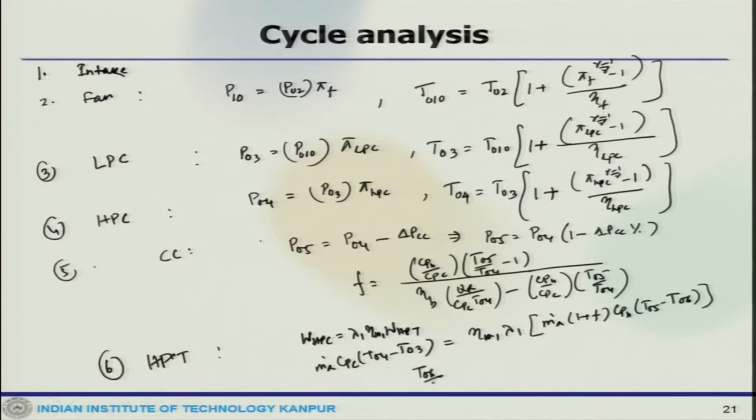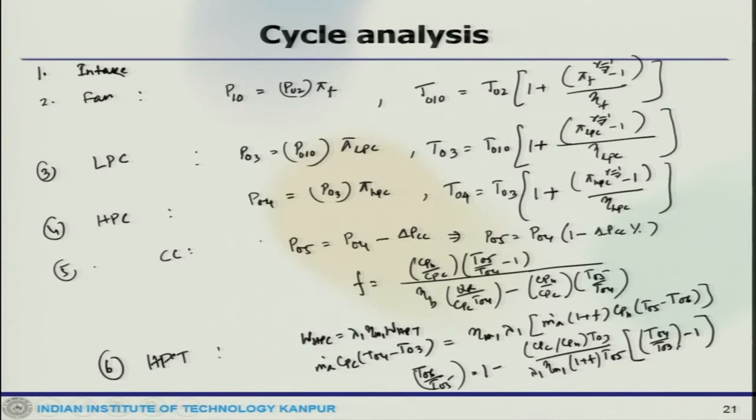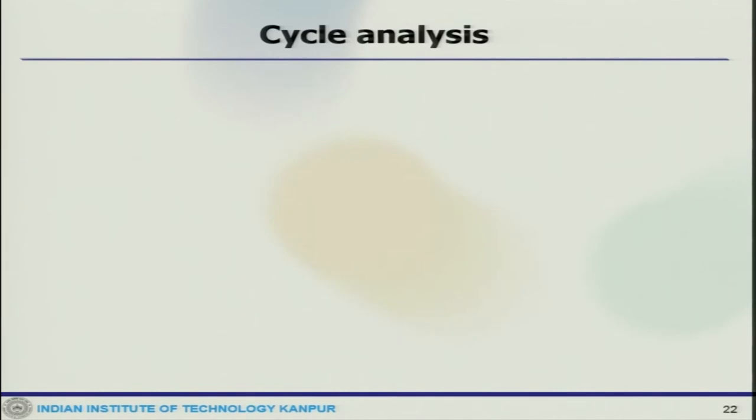So, T06 by T05 is 1 minus CPC by CPH into lambda 1 eta M 1 (1 plus F) into T04 by T03 minus 1. So, here also eta M 1 is the mechanical efficiency, the HPC spool mechanical efficiency, and lambda 1 is the percentage of the HPT power developed which would go to run the compressor. So, what will we get?